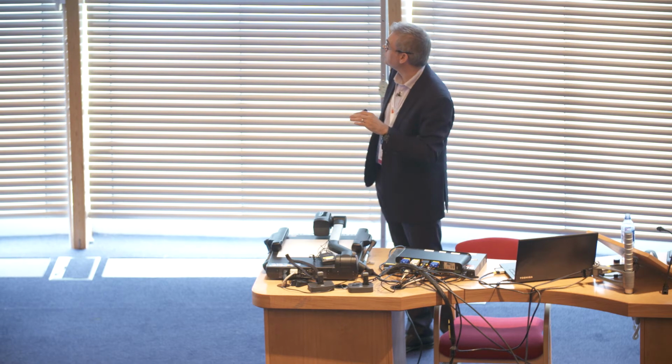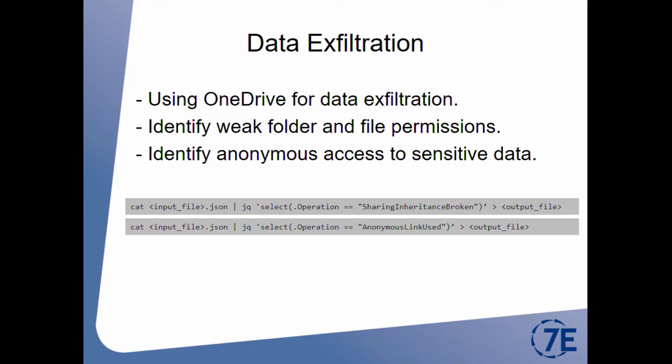So you can look for what are called sharing inheritance broken events, where, if anybody here uses OneDrive, you click on create a link I can share with people so they can just access this folder. That breaks file permissions. Anybody with that link can gain access to that folder. It's basically a direct object reference type of issue.